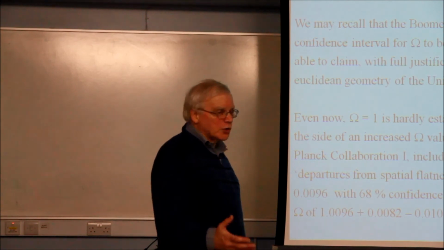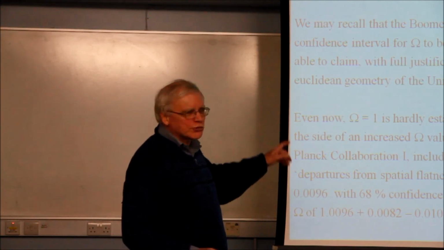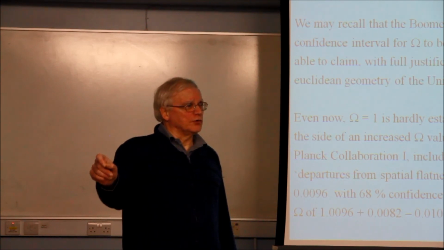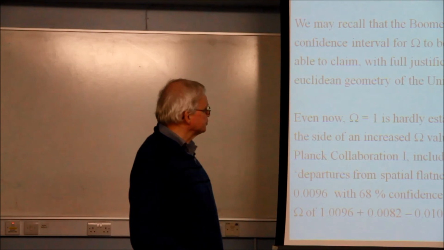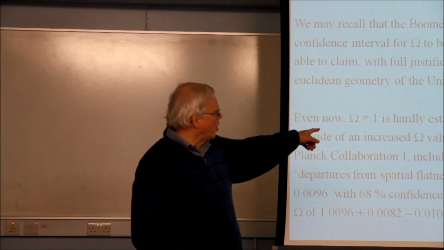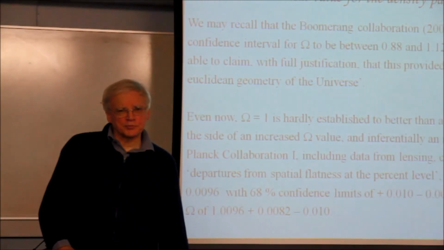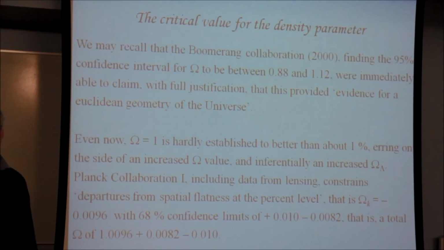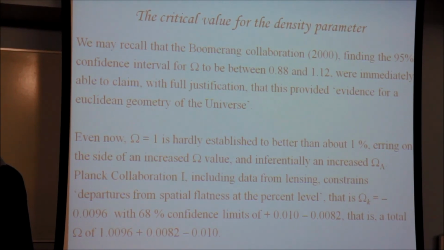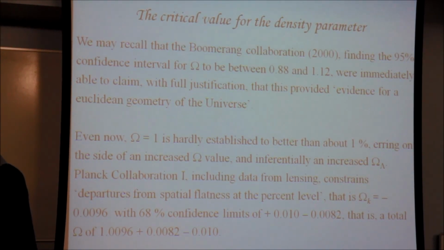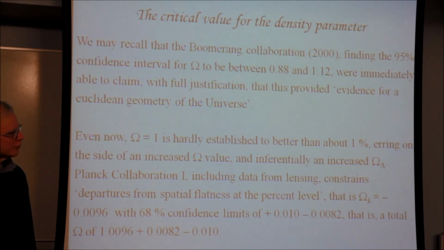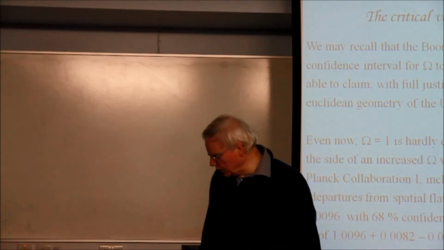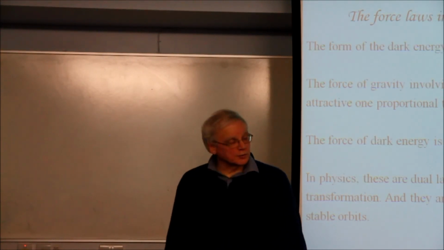And then eventually it converged. But even now, it's not converged that much. It's still only within 1% or 2% of the flat universe value. It's not that exact even now. So omega equals 1 has not been established to better than about 1% even now. And in fact, if anything, it's slightly too high. We know it must be 1, but it measures slightly too high, about 1.01 plus or minus 0.01, as we can see there. That's from the Planck collaboration as well, that particular data.